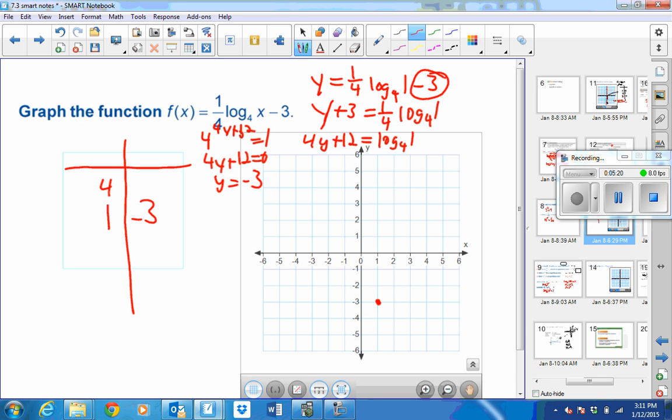And this one's a lot easier to solve, because in this case we have y equals 1/4. Log base 4 of 4 is just going to be 1 minus 3. So we have 1/4 minus 3 is going to be -2 3/4. And let's look at what's happening with the shape of our graph so far. So we have 4 and -2 3/4.